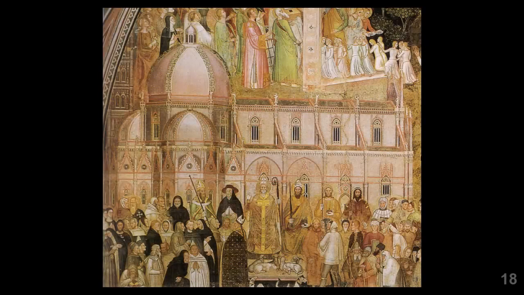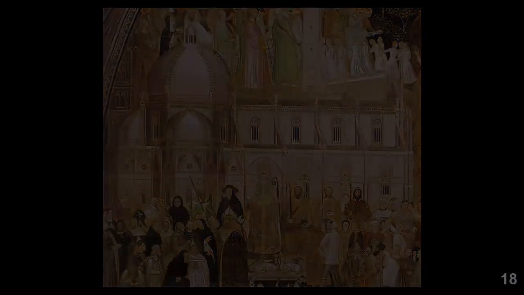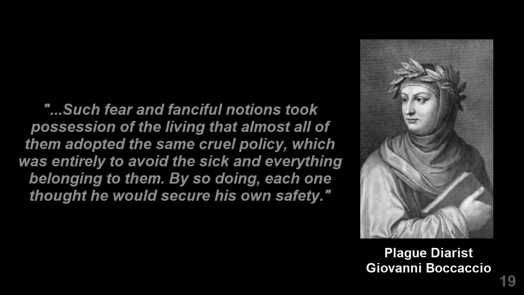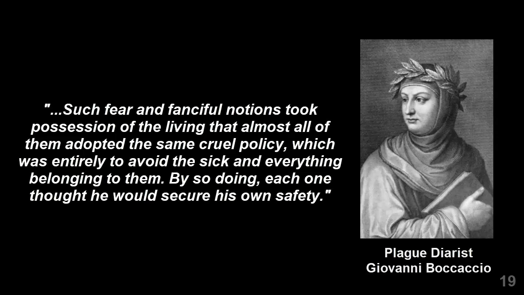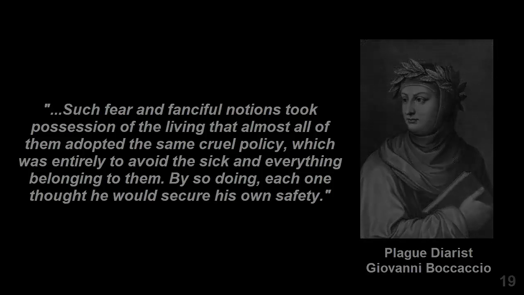Plague reached the trade center of Florence, Italy via Venice in March of 1348, and this event is very well documented. In his book Decameron, Giovanni Boccaccio states, "Such fear and fanciful notions took possession of the living that almost all of them adopted the same cruel policy, which was entirely to avoid the sick and everything belonging to them. By so doing, each one thought he would secure his own safety."